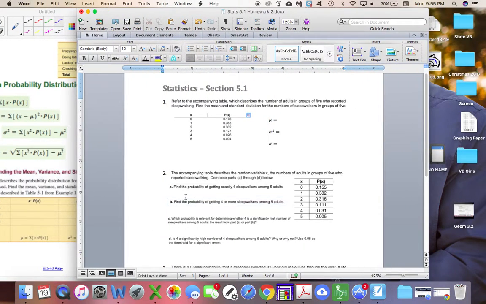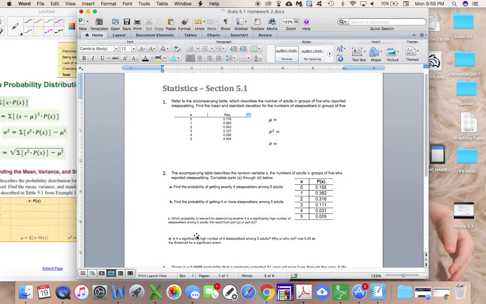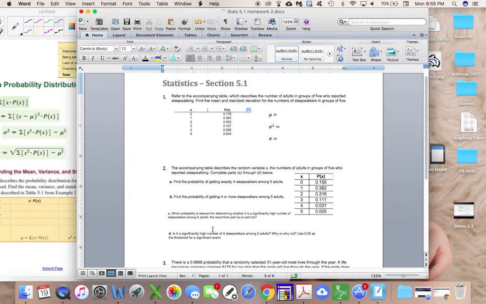Okay. Number 2, A, B, C, D. All have to do with this information right here. There's nothing else that you need to calculate but adding these probabilities together and answering these questions, okay? You don't have to calculate mean, variance, standard deviation, none of that. Just answer the questions based off of that table.